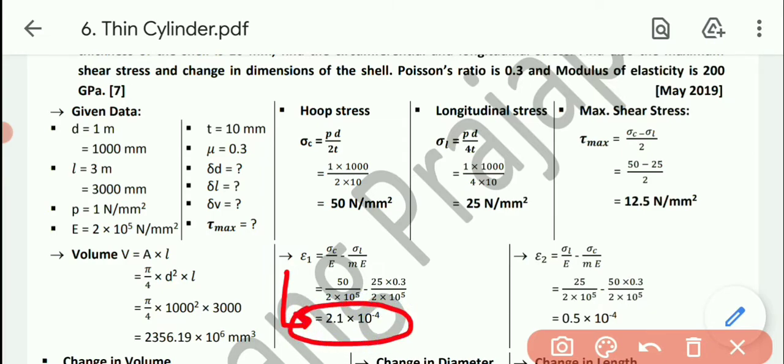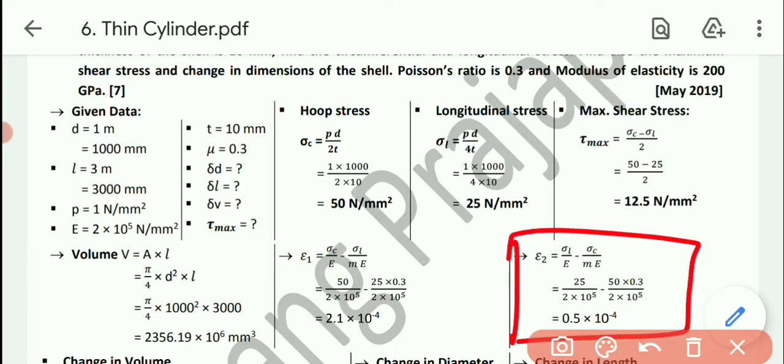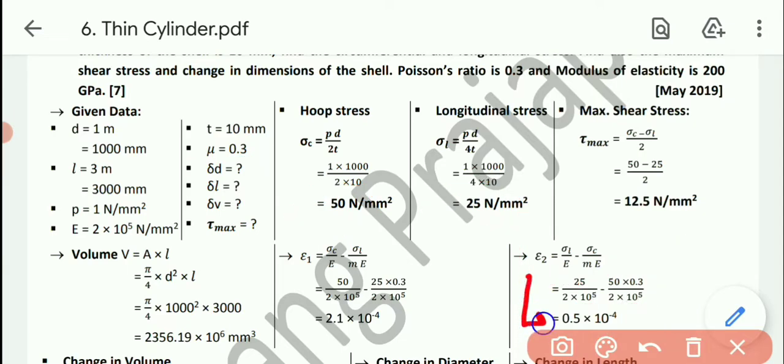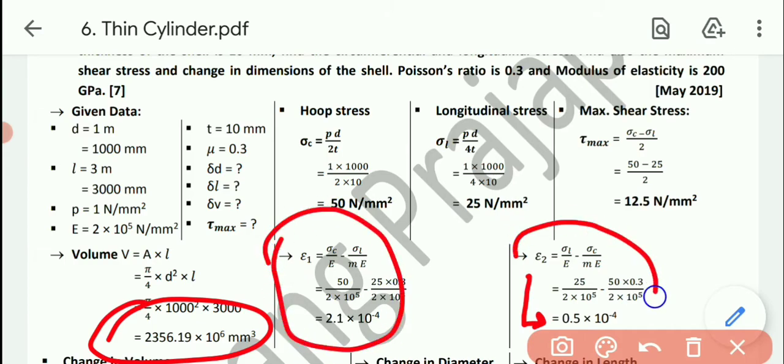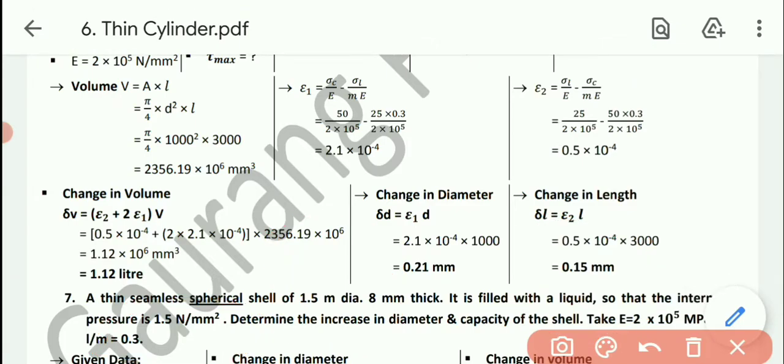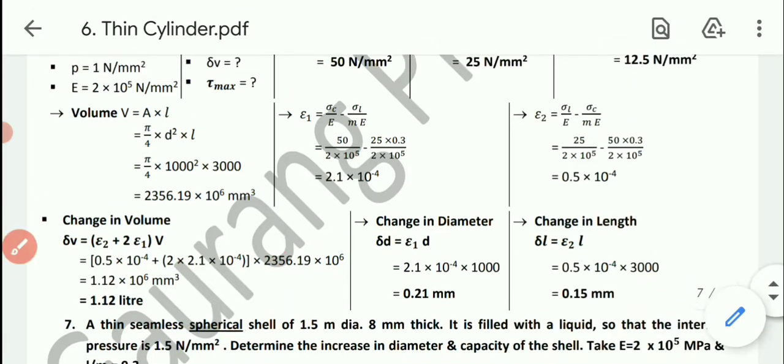Then epsilon 2, the formula is sigma L by E minus sigma c by mE. Sigma L is 25, divided by E, that is 2 into 10 raised to 5, minus sigma c, that is 50, multiplied by Poisson's ratio 0.3, divided by E, that is 2 into 10 raised to 5. By simplifying this term, we get the value of epsilon 2, that is 0.5 into 10 raised to minus 4. As we have got the value of volume, epsilon 1 and epsilon 2, let's calculate the change in dimensions, starting with the change in volume.